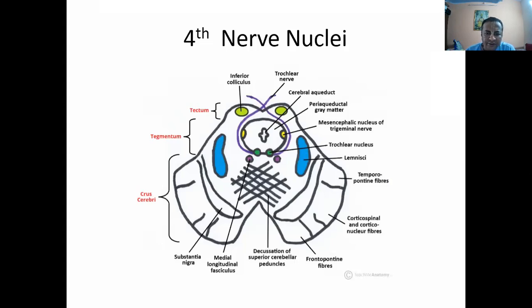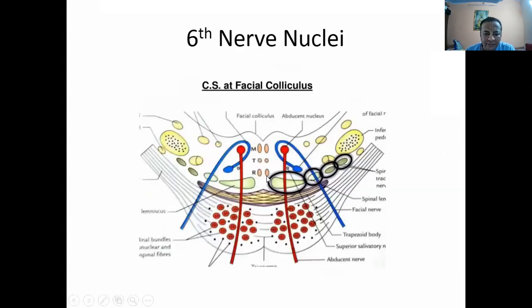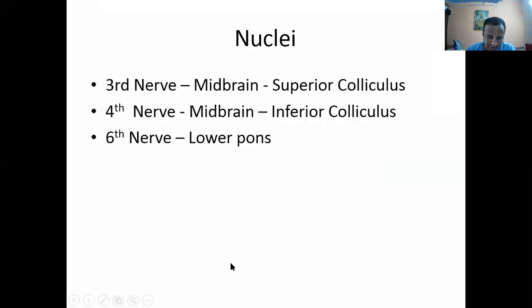Then going to the sixth nerve. The sixth nerve nucleus is at the lower pons level. You can see here the sixth nerve nucleus, and then this is the seventh nerve, which is going around the pons. So sixth nerve nucleus, abducens nucleus, is deeper to the facial colliculus, and is at the level of lower pons. It comes out from the anterior aspect.